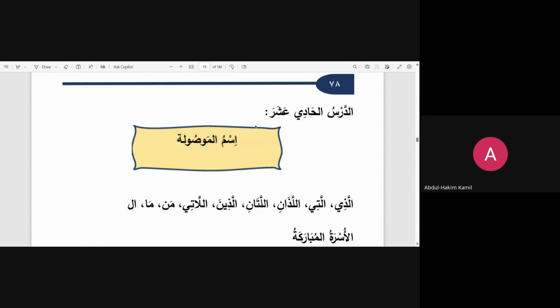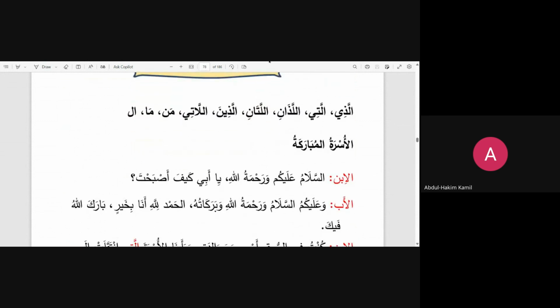So Ikhwani Fillah, Ism Mawsool has words that are used that are specific, and there are words that are used that are general. The first, the specific ones, are alladhi, allati, alladhani, allatani, alladhina, allati. And even in that, there are details. Alladhi is singular and masculine. Ar-rajul alladhi. Al-yawm alladhi.